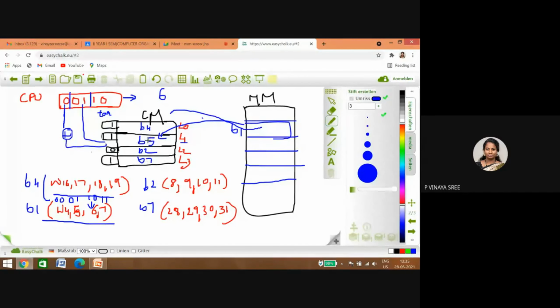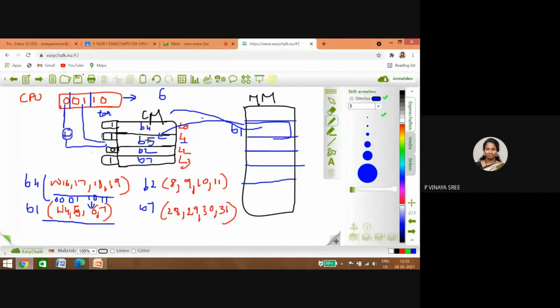S is what? The block number. So it goes to that particular block number, which is S. If you remove this tag and line, this will become the block number. So it goes to that block number. What example have we considered now? 00110. Is this the example that we have considered, the processor's 5 bits? Yes, ma'am. Okay.